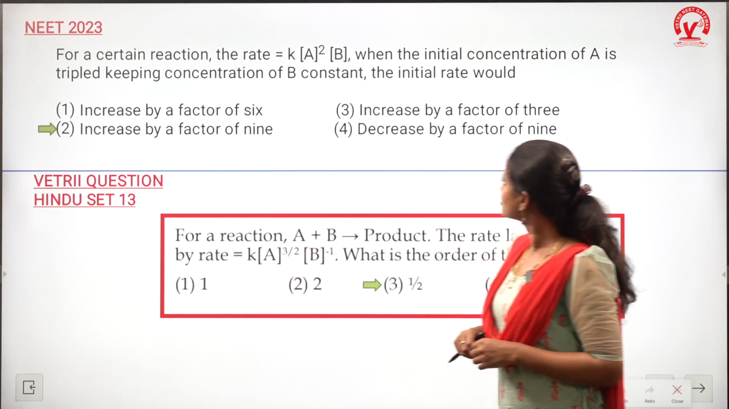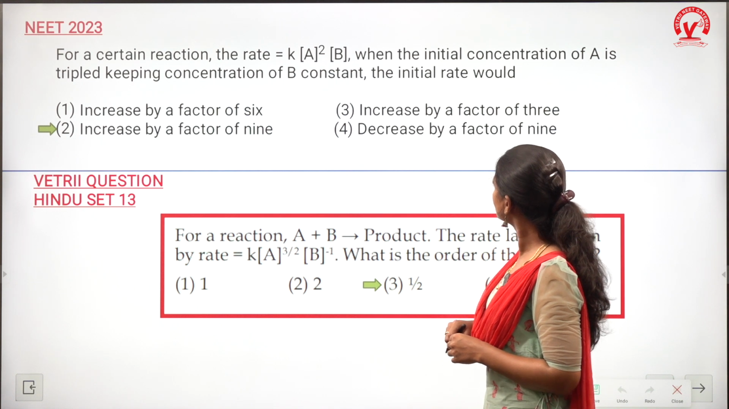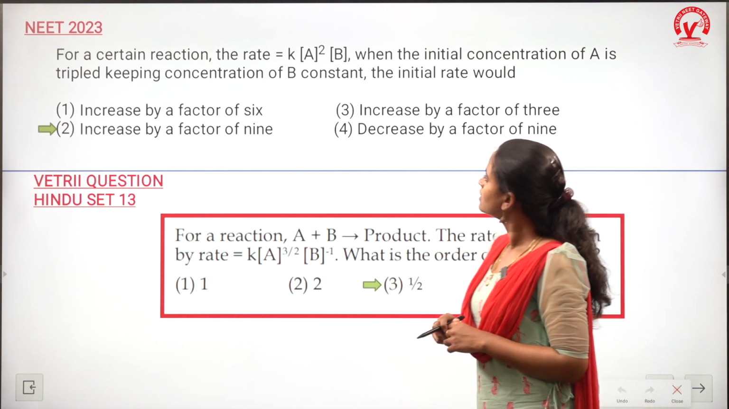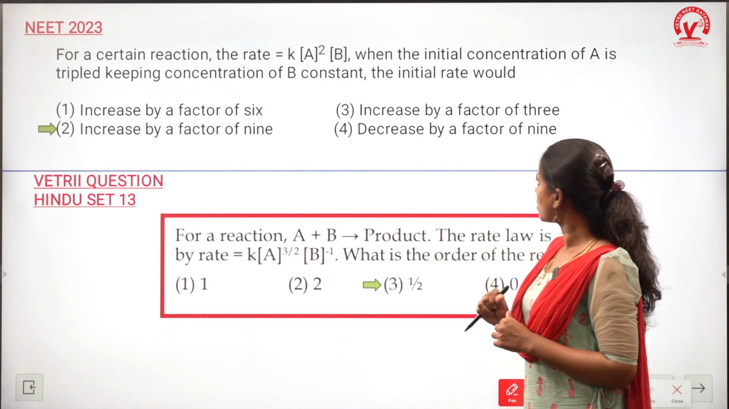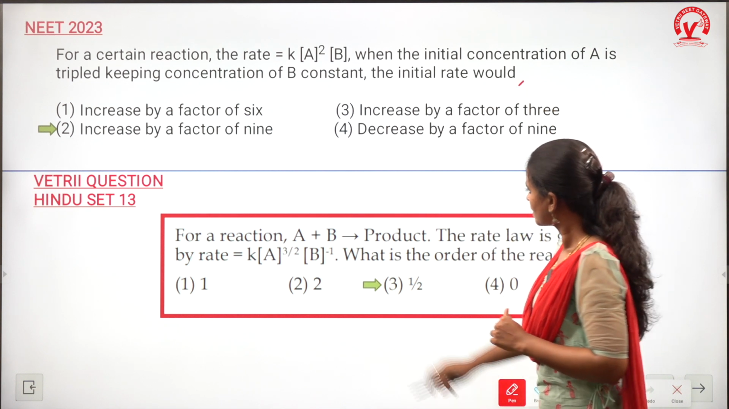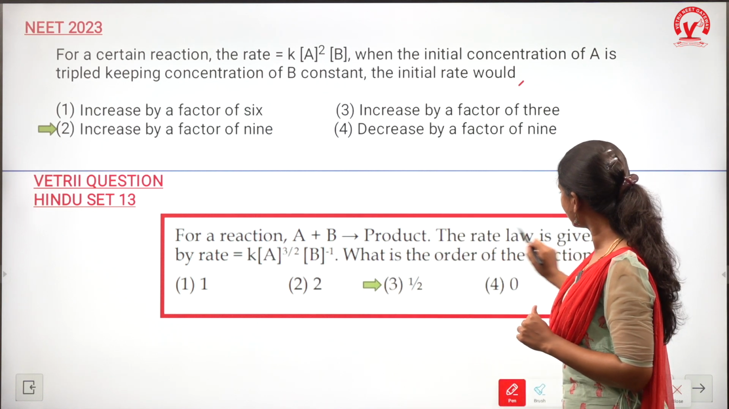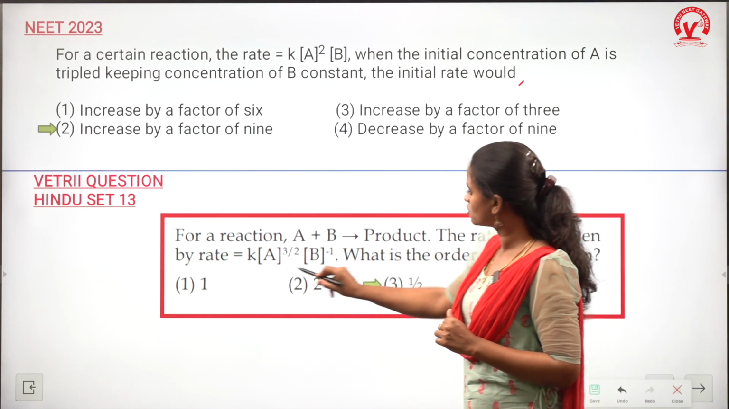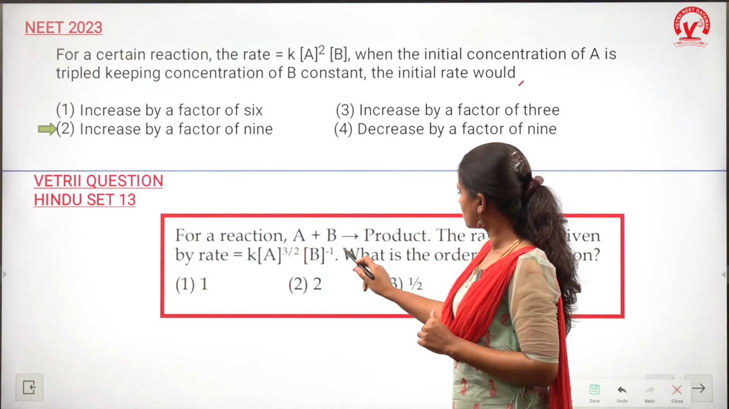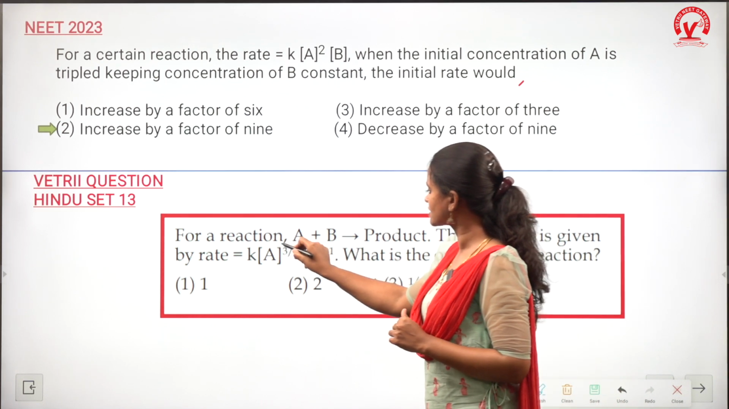For a certain reaction, the rate is equal to K concentration of A to the power 2 concentration of B. When the initial concentration of A is tripled, keeping the concentration of B constant, the initial rate would be? This is a NEET question. Here the Vetri's question is, for a reaction A plus B gives product, the rate law is given by rate equal to K concentration of A to the power 3 by 2, concentration of B to the power minus 1. What is the order of the reaction? Here we are asking the order.